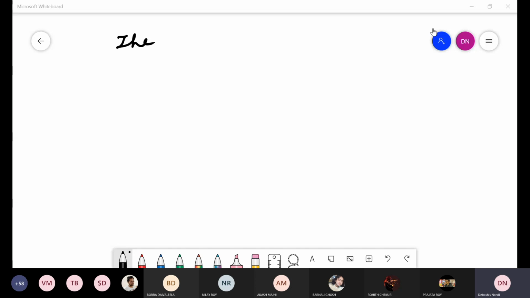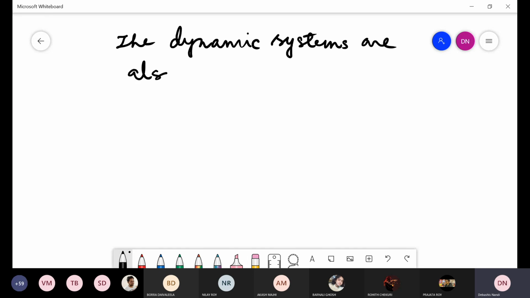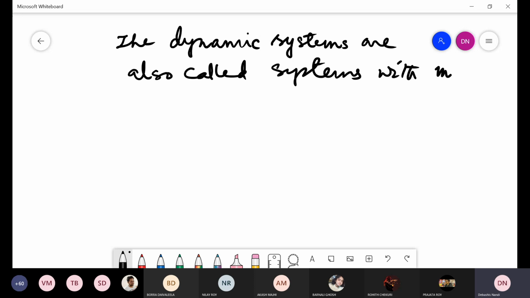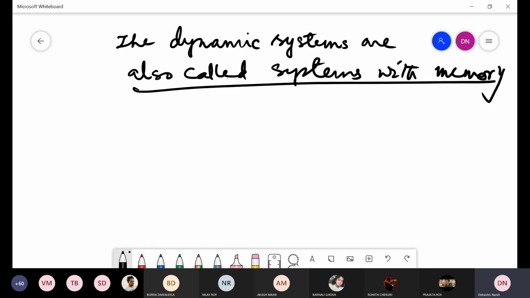Okay. So what I am discussing here, that in case of dynamic system are also called systems with memory. Systems with memory. Dynamic systems are also called systems with memory.